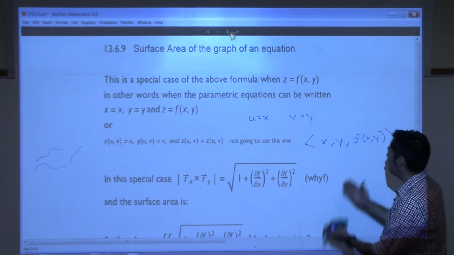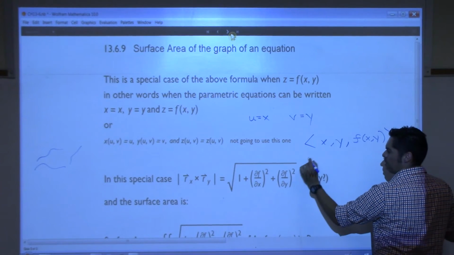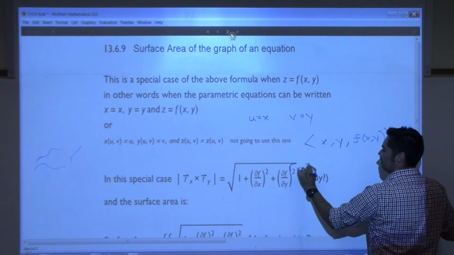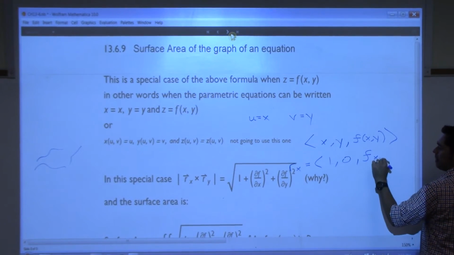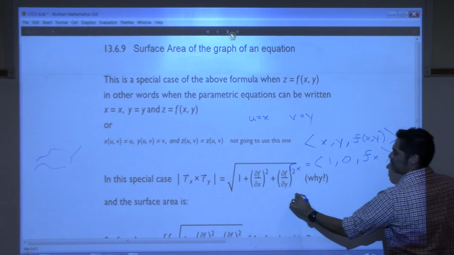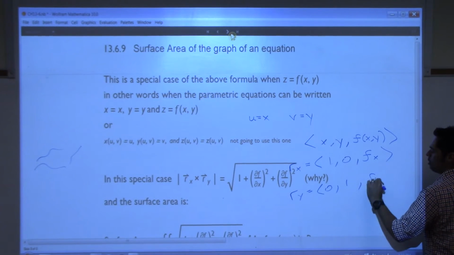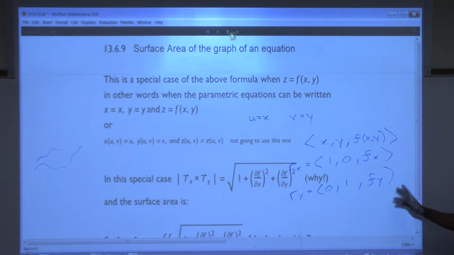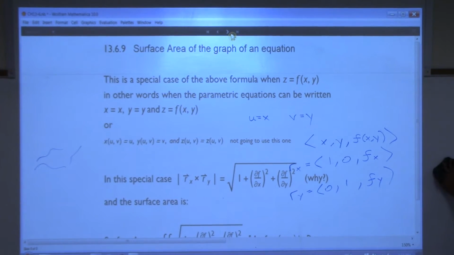I'm not going to do it all here, but you would have to take this and take the partial with respect to x. What would the partial of this with respect to x be? 1, 0, partial of f with respect to x, right? What would the partial of this with respect to y be? 0, 1, partial of f with respect to y. Now if we cross these, lots of things are going to go away. We're going to get 1's in there. And then if you take the magnitude, the square root of all that, you will get this formula. And it's super clean and quick and easy to use, all right?